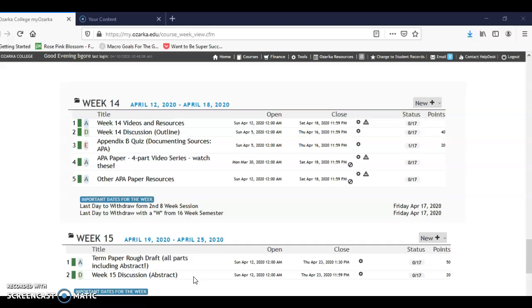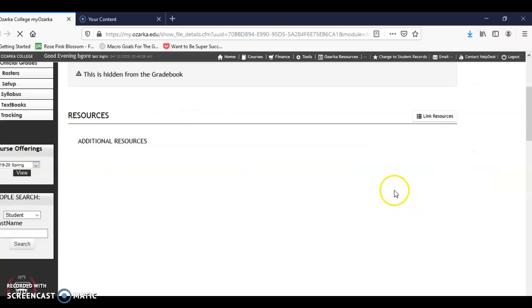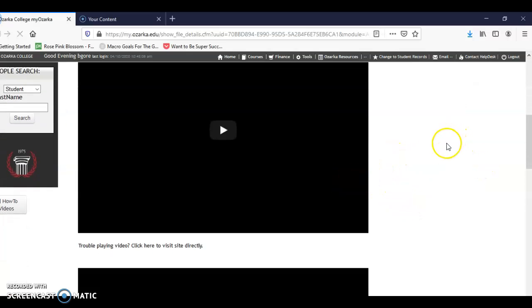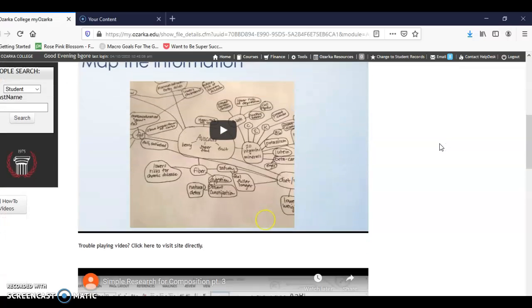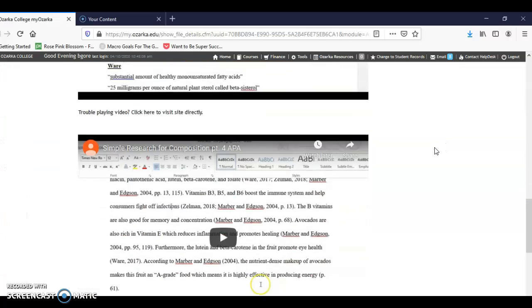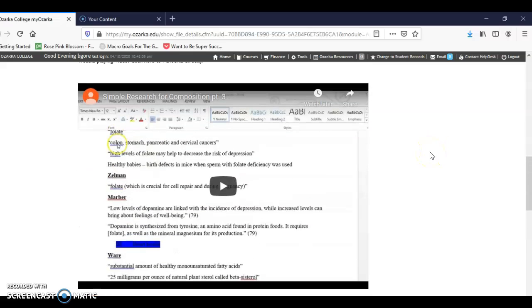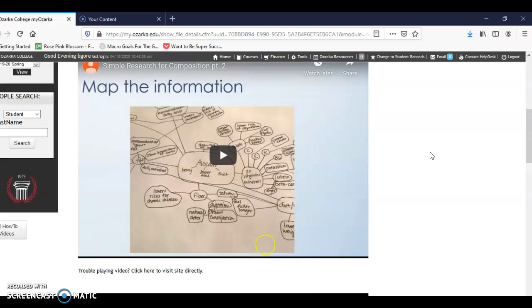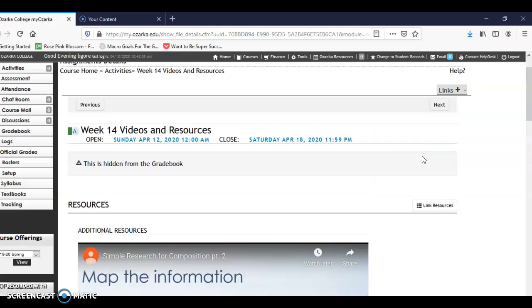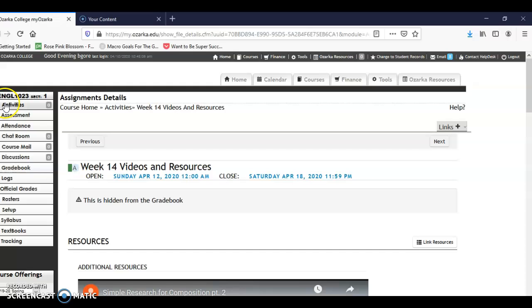This is week 14, and we're getting really close to the end, and we are all in paper mode right now. On the week 14 videos and resources, I have put those three-part research to composition videos that I worked on the last couple of weeks: part 2, part 3, and part 4. Those are your resources located in week 14. I would definitely take a look at them as you are in these stages of composition. Depending on where you are, you might be past this part, but if you're not, it will help you, I think.